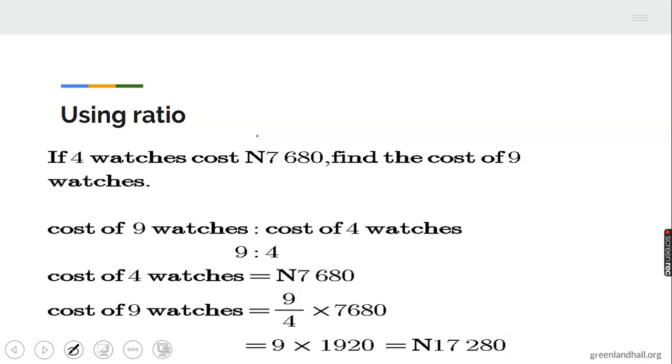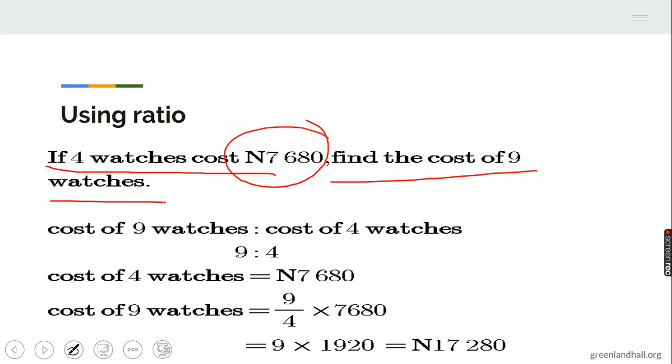Now just like what we have before, if 4 watches cost 7,680, find the cost of 9 watches. If you look very well, we are dealing with direct proportion here. When you have more money, you get more watches.